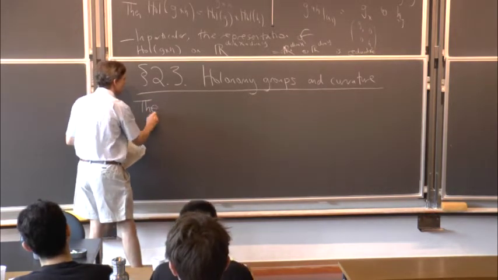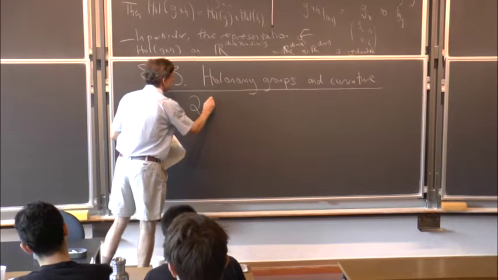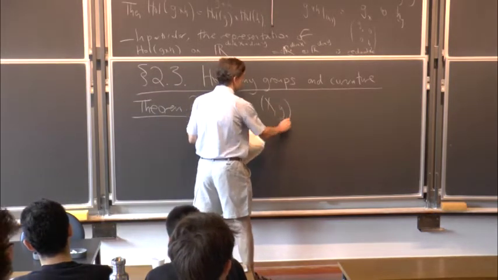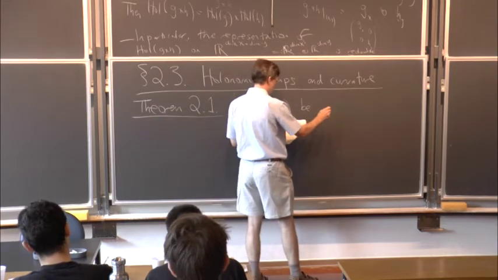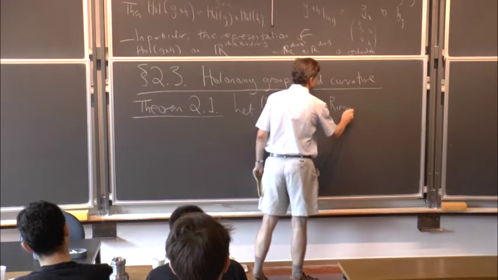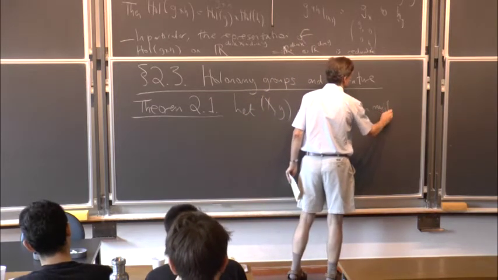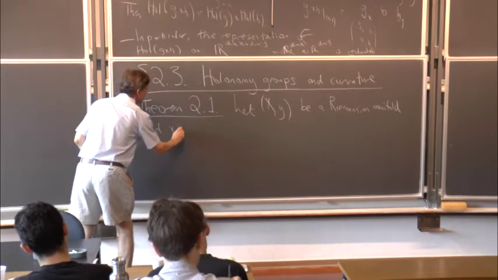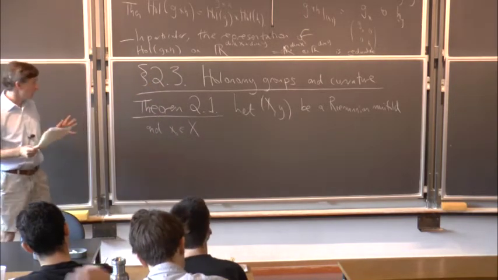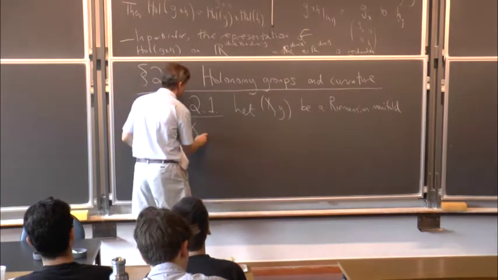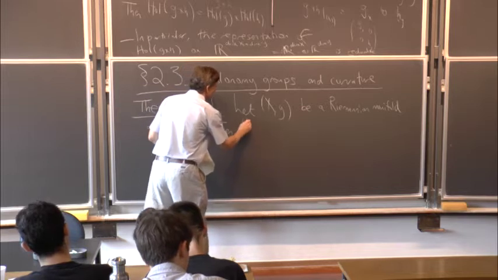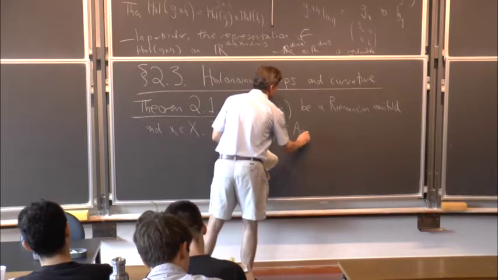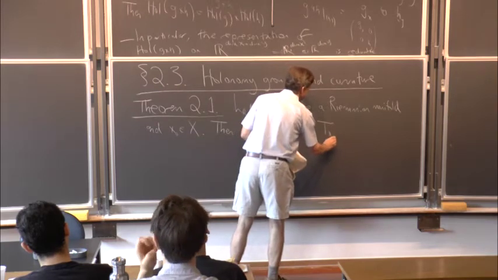So let's state a theorem. Theorem 2.1. Let (X, g) be a Riemannian manifold. And let's pick some base point little x0 in big X, which is the base point we use to define the holonomy group of g. So then the holonomy group of g sits inside the automorphism group of the tangent space to X at x0.